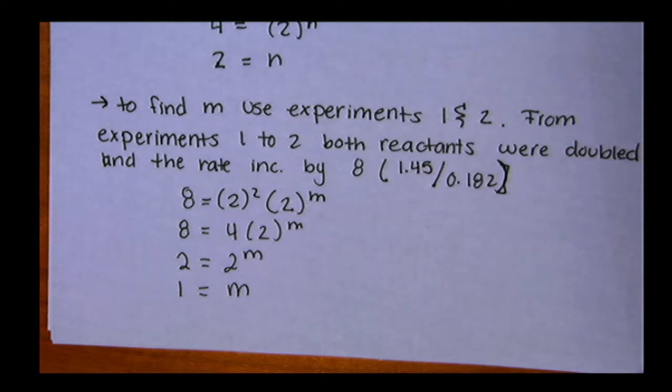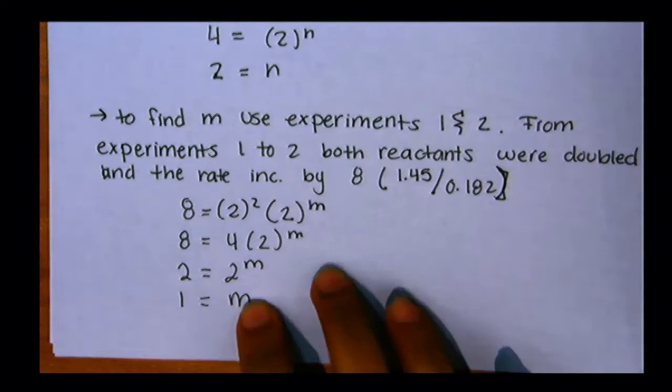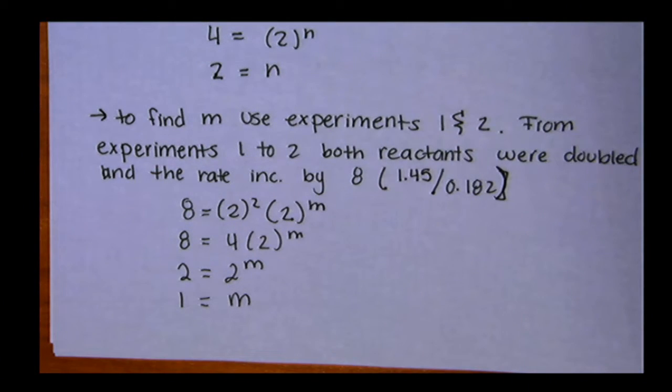Does that make sense? And you could have done this for this one as well, because this was also doubling from there to there. So you should have observed a doubling from here to a quadrupling, because it's second order.